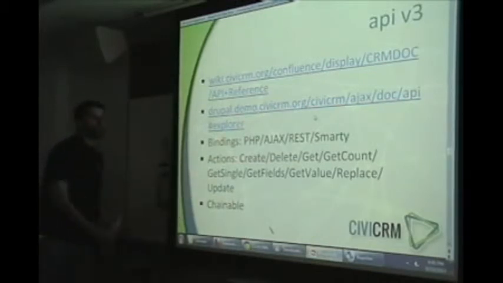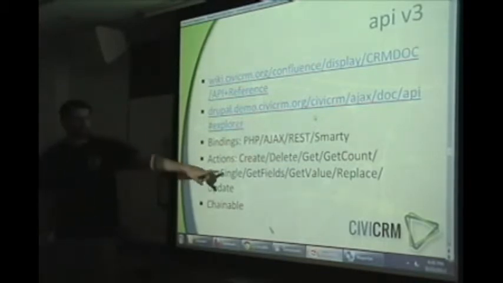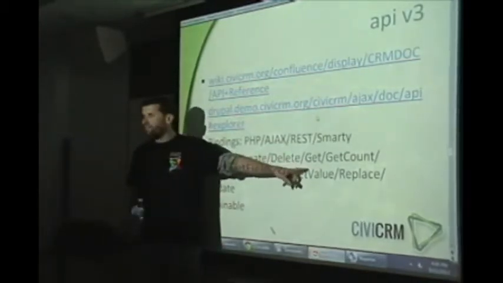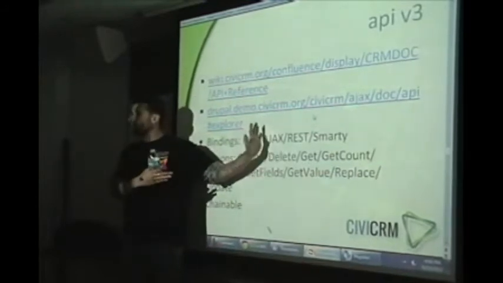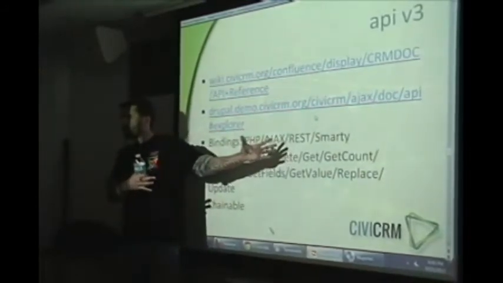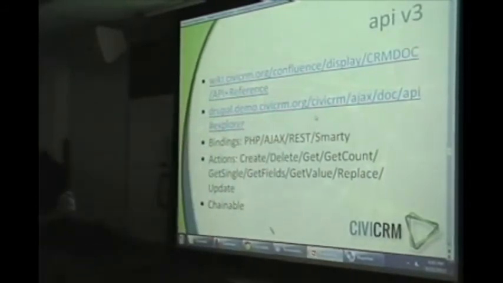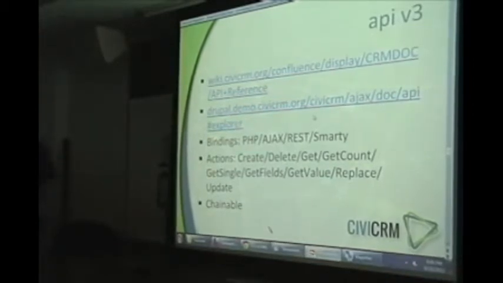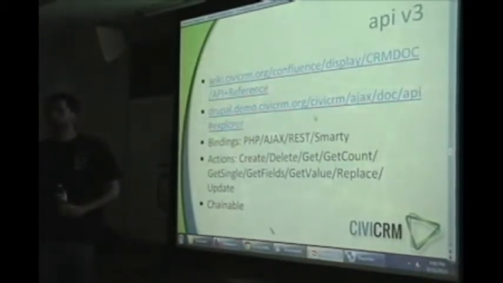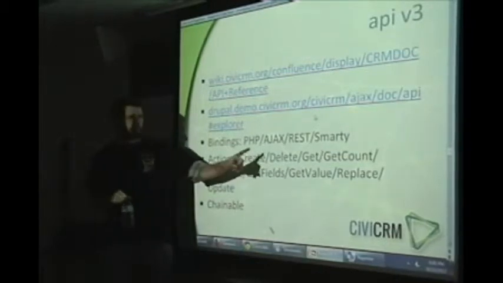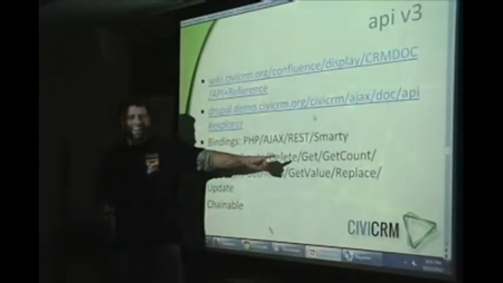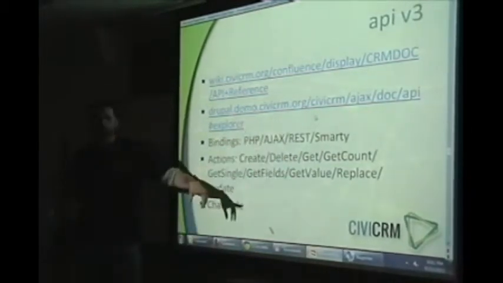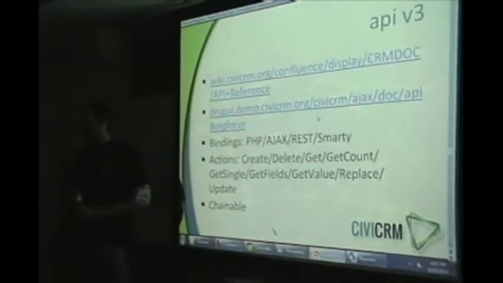The actions that you have available: create, delete, get count, get single, get fields, get value, replace, update. The distinction is that get will get everything, and that array that you saw earlier is basically what you'd see with a get. I'll show it to you, and then in another slide I have the output of the API for an example. Get count is how many records are being returned. Get single is going to return a single record.